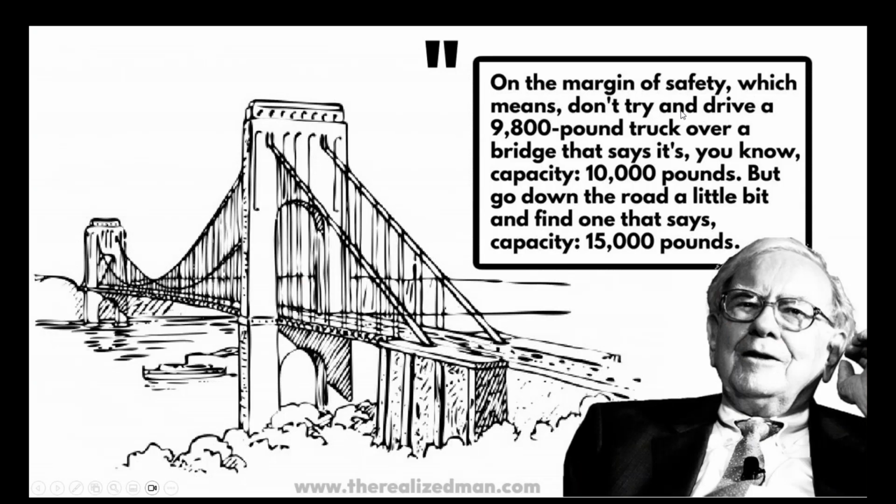On the margins of safety, which means don't try and drive a 9,800-pound truck over a bridge that says it's going to hold 10,000 pounds. Go down the road and find one that'll handle 15,000 pounds. Always have a buffer of safety. Again, why do we invest in the FIA? What kind of buffer of safety does the FIA have? Huge.